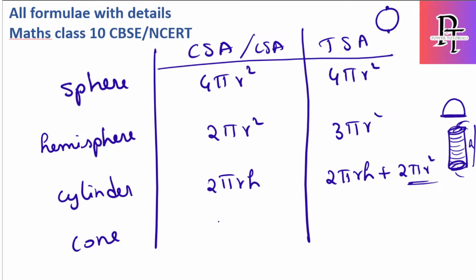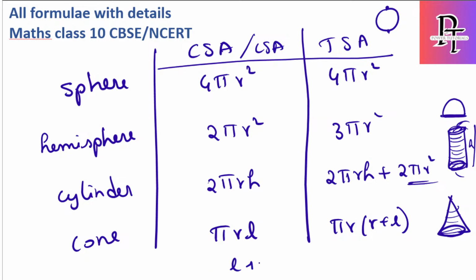Okay, then we have cone. Cone CSA is pi r L. Let me just cross check. Yes, correct. Cone CSA is pi r L, whereas TSA is pi r into r plus L. I'll also tell you how to remember this. For the cone, CSA is this entire part, which is pi r L, whereas this one plus the bottom is pi r square. So pi r square plus pi r L, if I take pi r as common, it becomes pi r into r plus L.